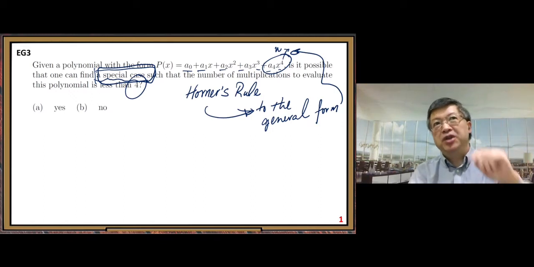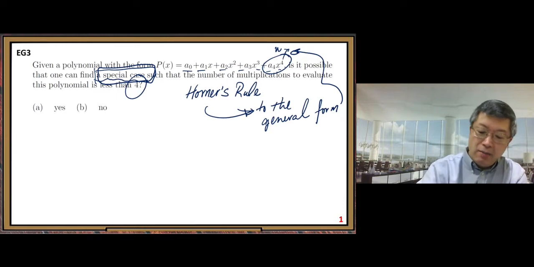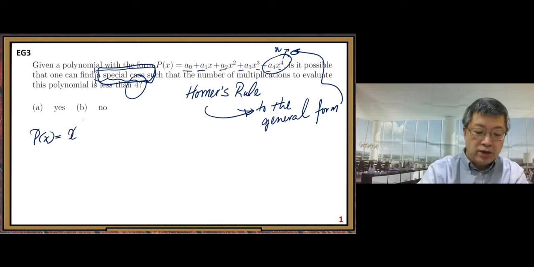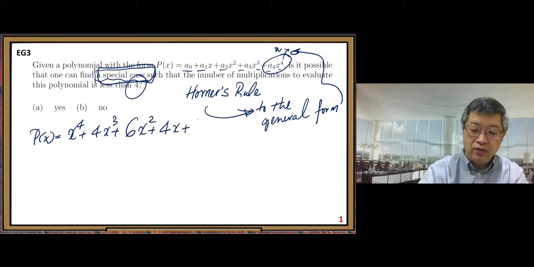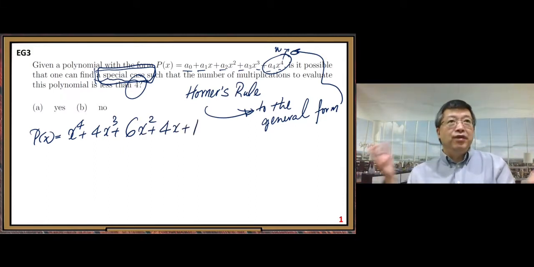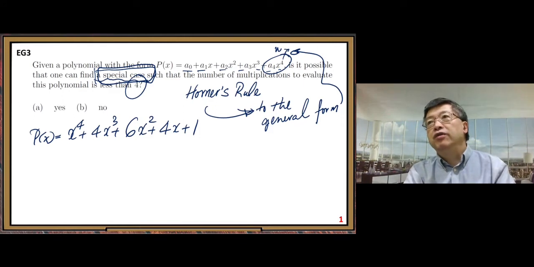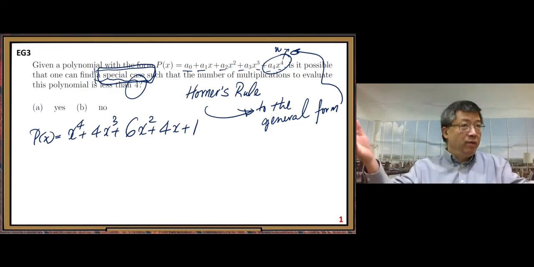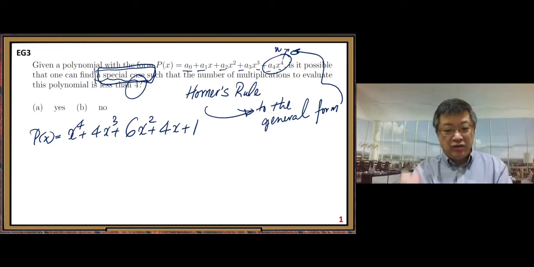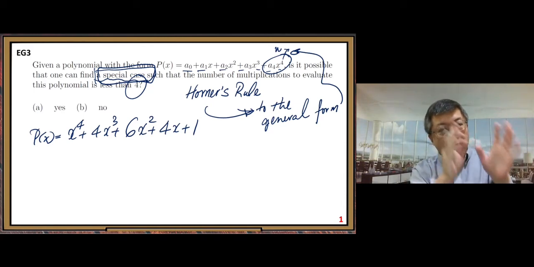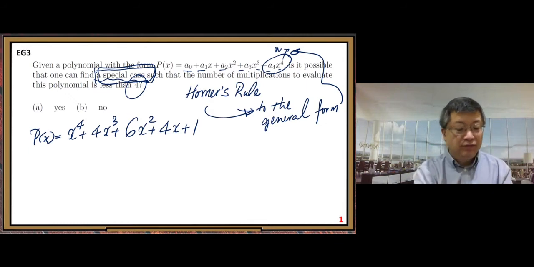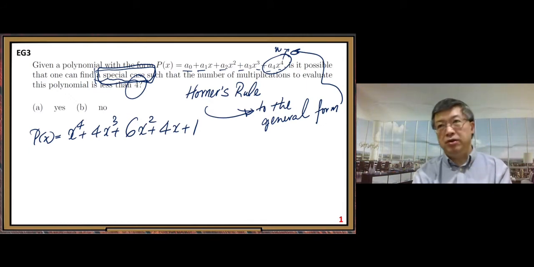I just create a special polynomial. My special polynomial P of x equals x to the 4th plus 4x cubed plus 6x squared plus 4x plus 1. How about that? This is a special degree 4 polynomial, right? Now, I ask you this question: what is the minimum number of multiplications you need to calculate this polynomial?